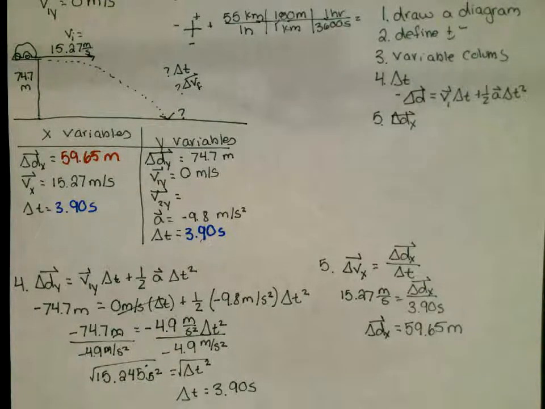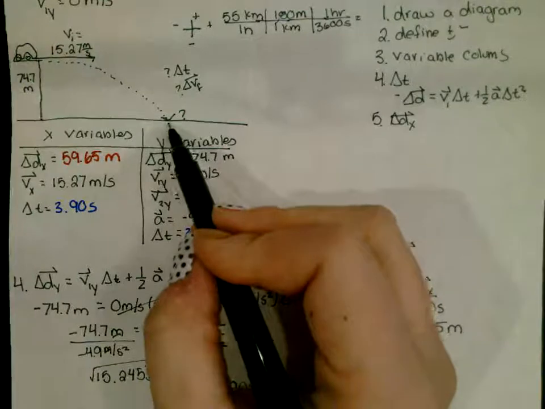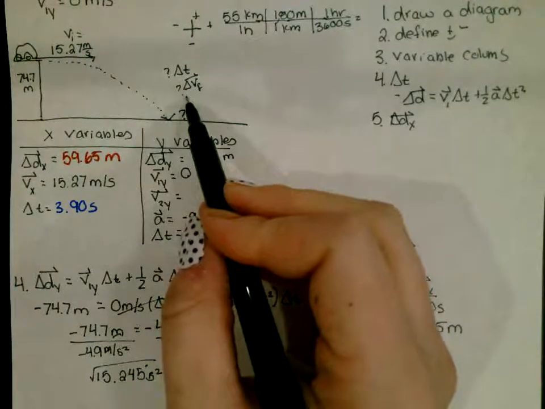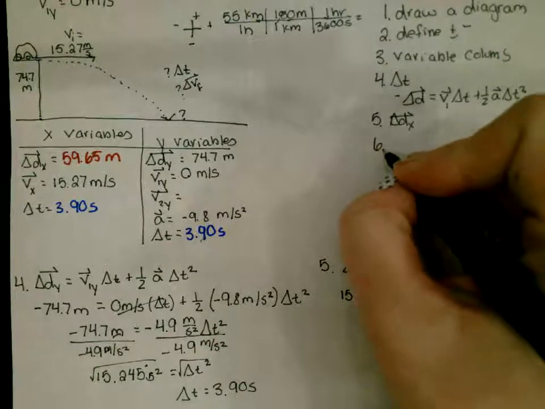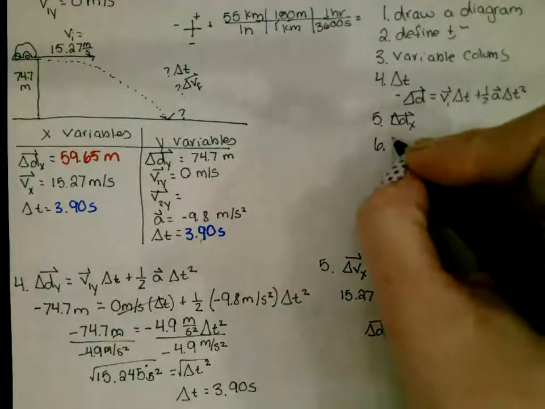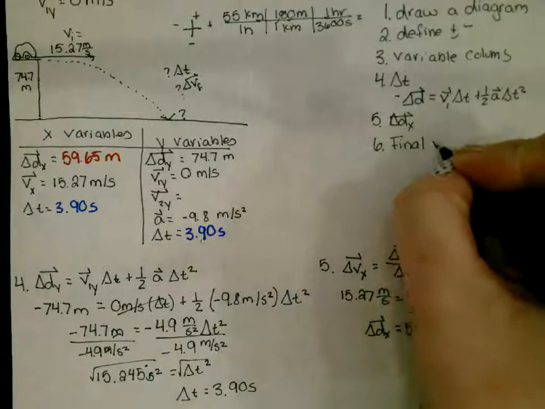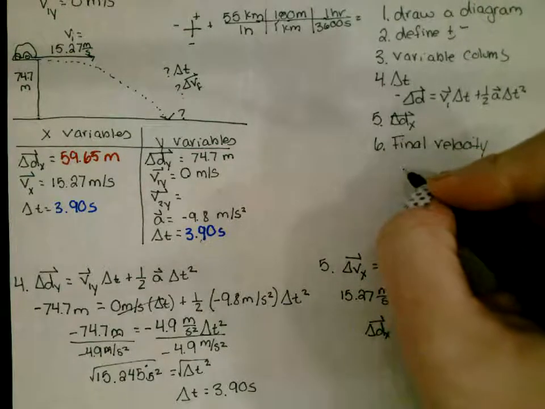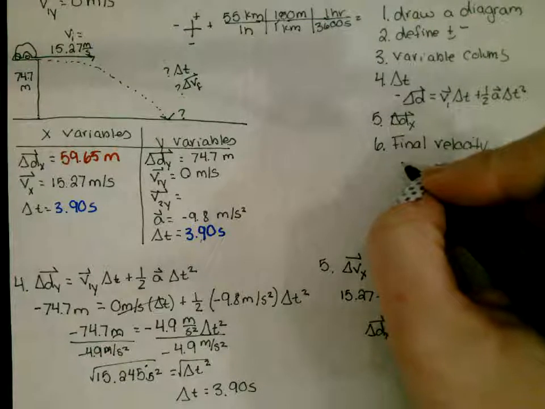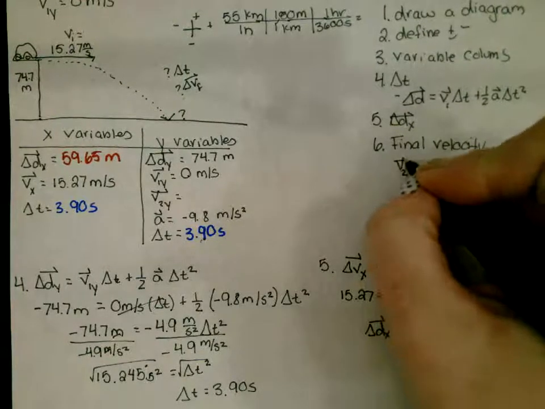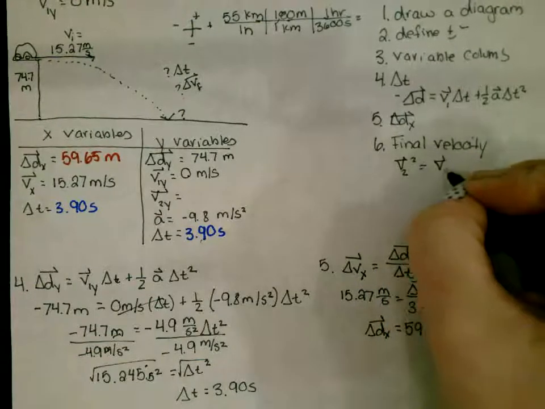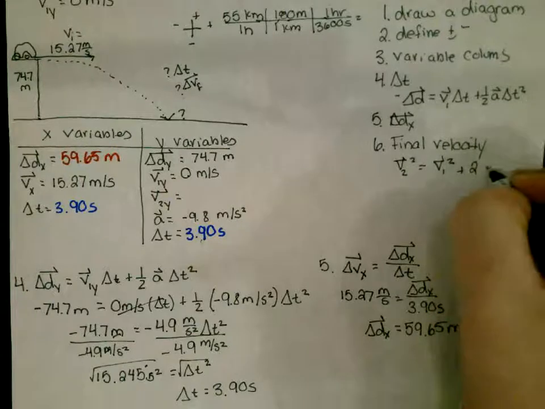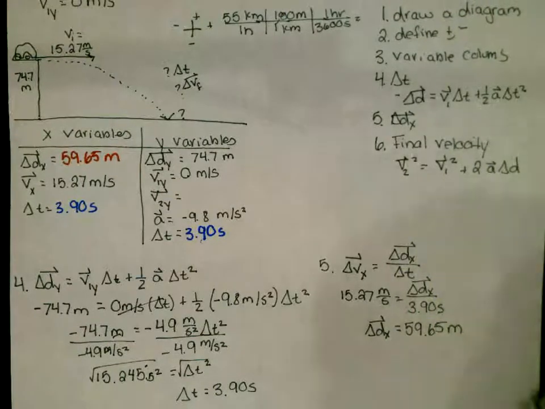All right. I've got this. All I have left is this. So I am looking in step 6 for final velocity. All right. I will use my final velocity squared is equal to my initial velocity squared plus 2 acceleration displacements.